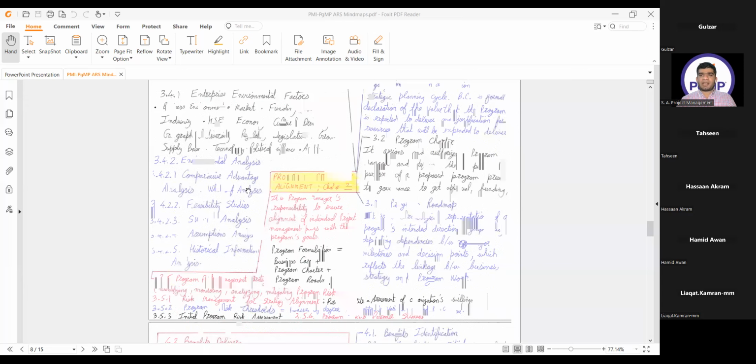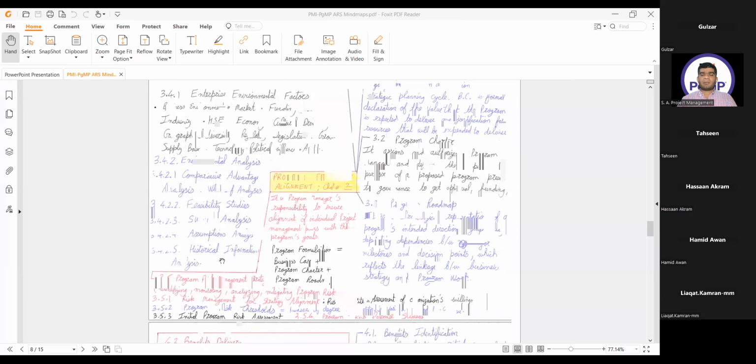Then we did environmental analysis, in which we can do comparative advantage analysis, or what if analysis. Comparison means which one is better than the other one. Then we have feasibility studies and SWOT analysis. We study strength, weakness, opportunity, threat.